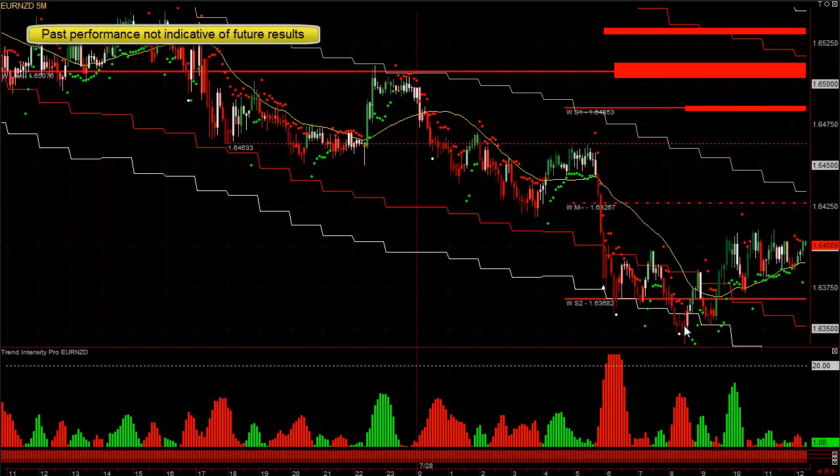When it gets to the lower containment band, you've got to be really careful. If you do short here, and as it's falling, you don't see as much weakness, get out of the trade.